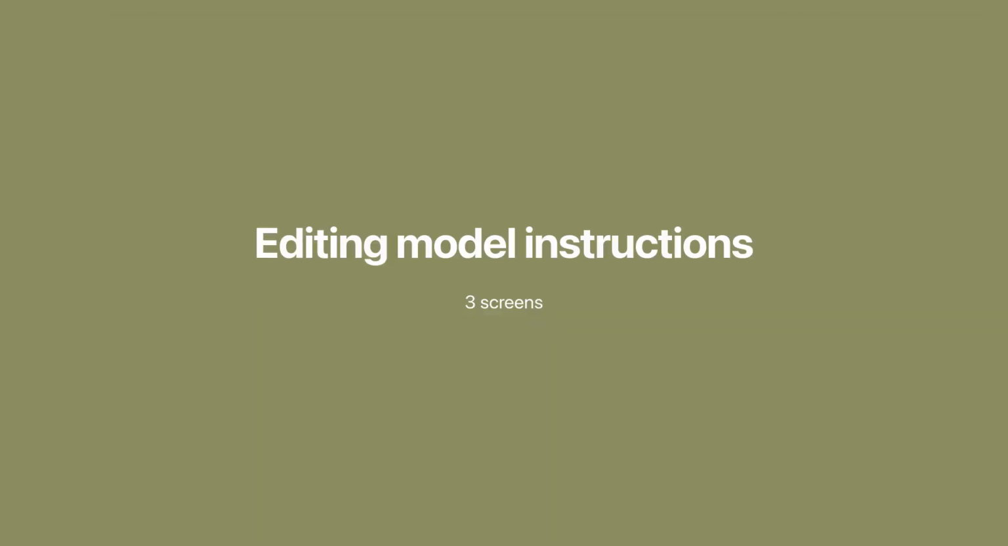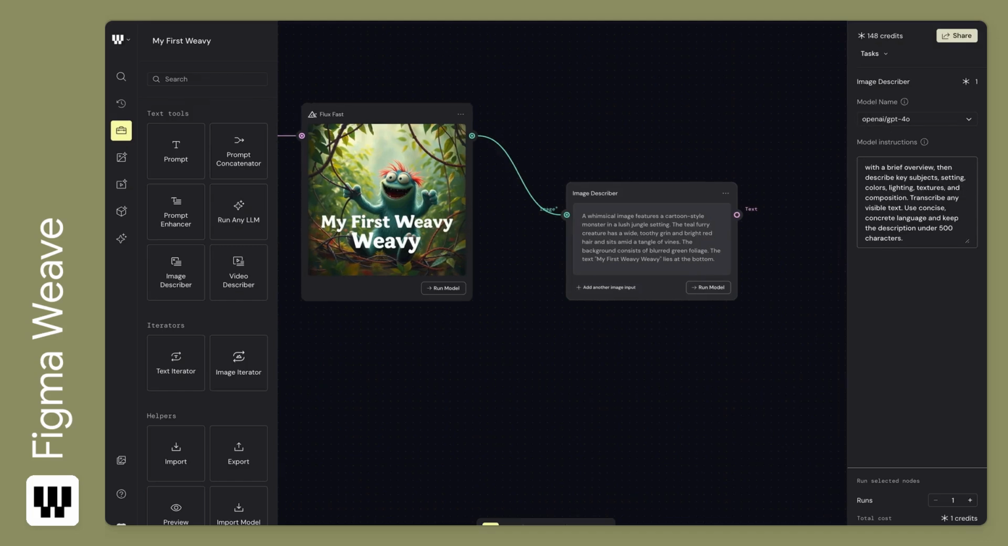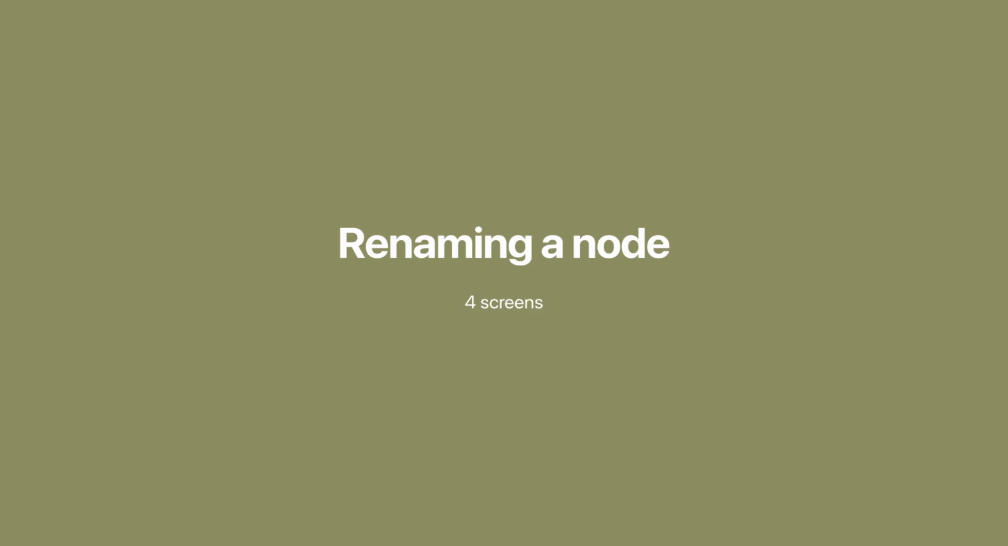Right next, let's check out Editing Model Instructions. Select the Image Describer Model Name drop-down. Next, change the model and click the Model Instructions text area. Then, update the instructions.